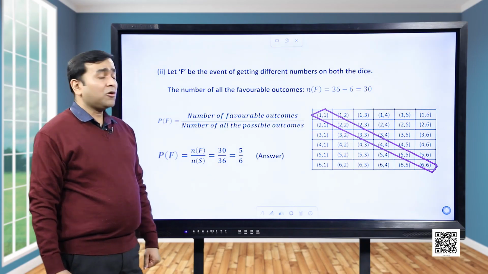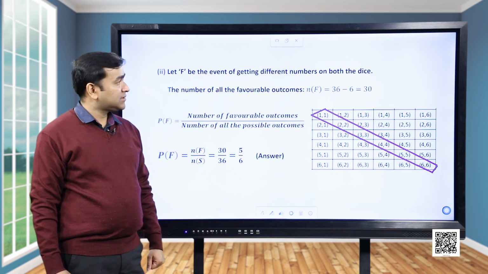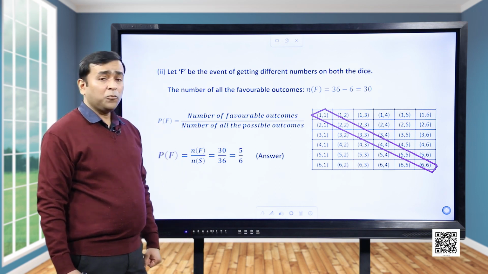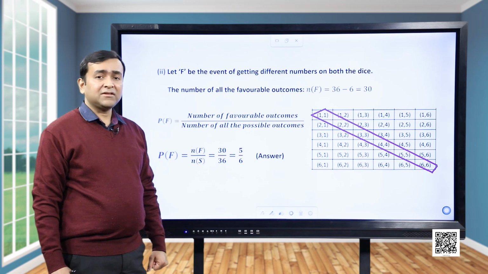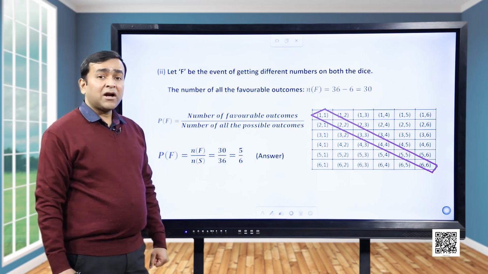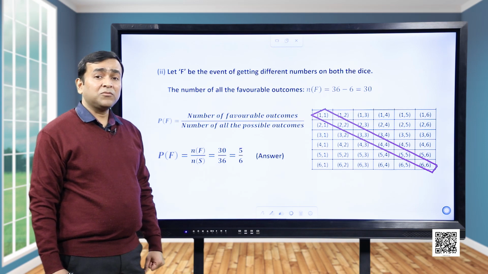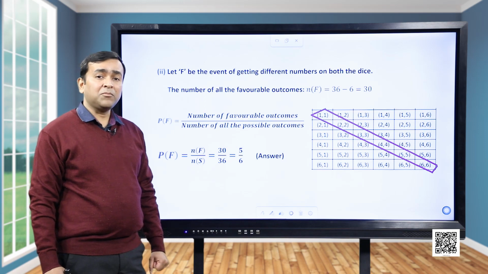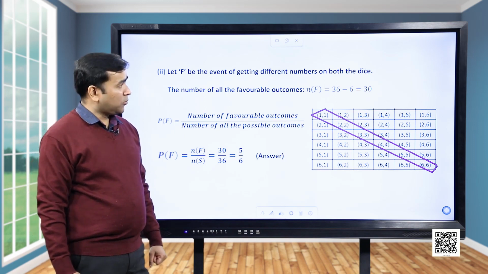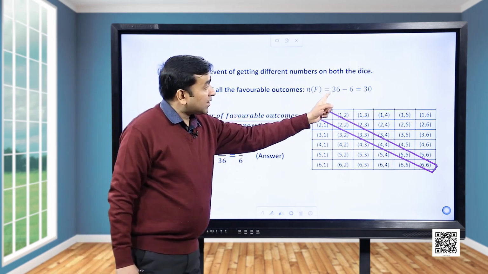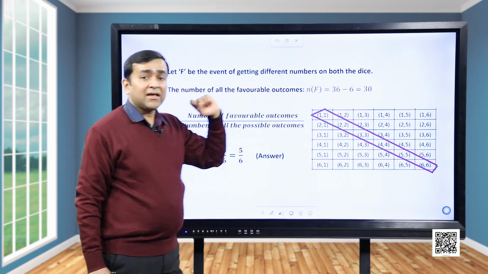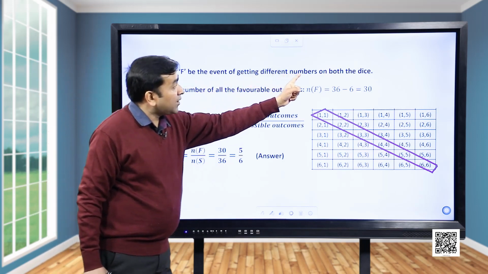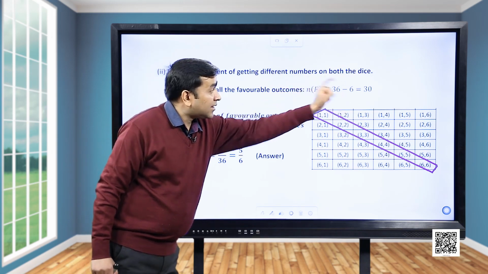Let F be the event of getting different numbers on both the dice. So we will find the favorable outcomes. We know that total outcomes are 36, and in the first part we had found the favorable outcomes as 6. That means these favorable outcomes were for the same number appearing on both the dice. So we subtract 6 from 36 to get favorable outcomes as 30. So the favorable outcomes for the event of getting different numbers on both dice is 30.